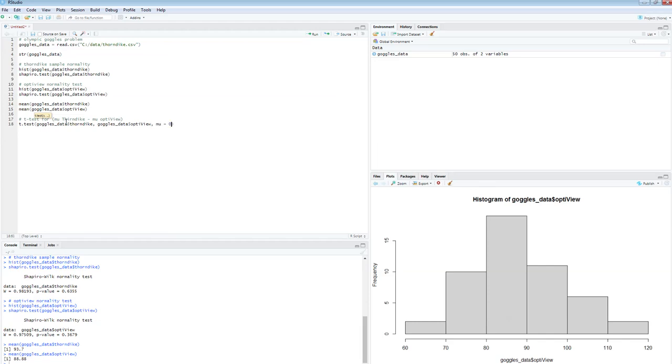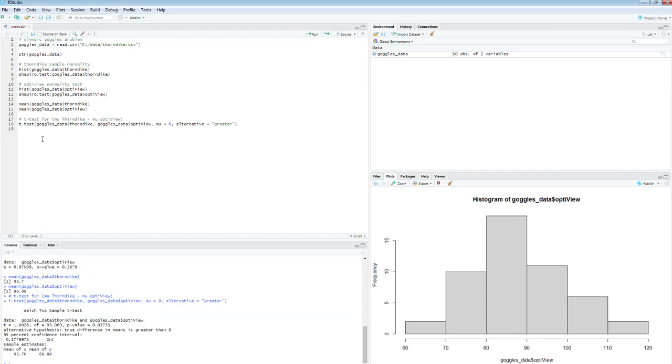By the way, it doesn't have to be 0. I believe in the next lecture we're going to look at the case where I can actually test, for example, whether Thorndike is at least 5 meters better in terms of leakage than OptiView, that kind of stuff. So it doesn't have to be 0. In this case, it happens that the hypothesized difference is 0, but it can be anything real. And my alternative form is, oh god, what was it? Greater. Thorndike is better, so leakage is greater, the difference is positive, so greater than 0.